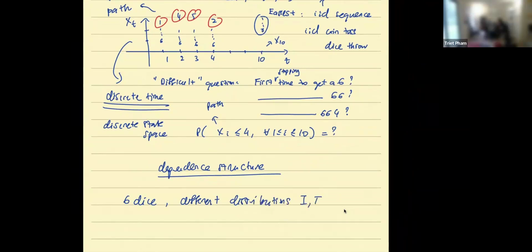Dice 1 up to 6. I use Roman letters to distinguish them from the values. Let's say you have 6 dice. You can color them differently, whatever. And they are not fair, because if they're all fair and all the same, it would defeat the purpose.